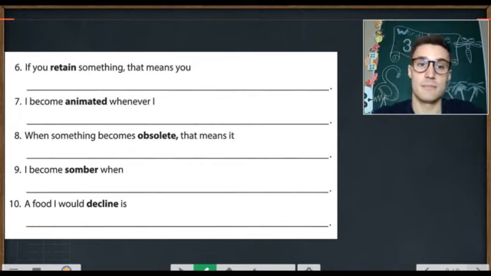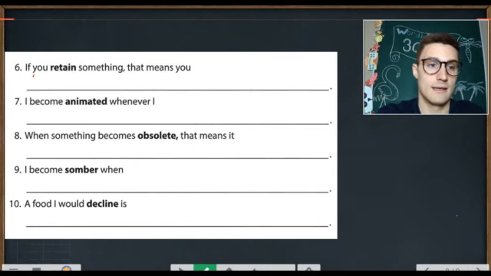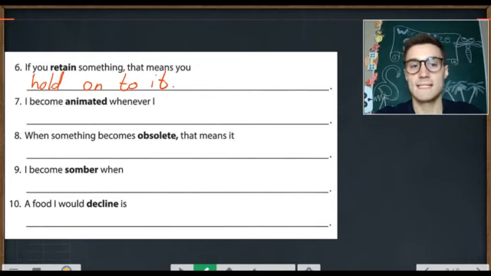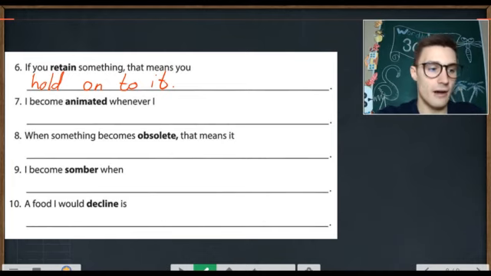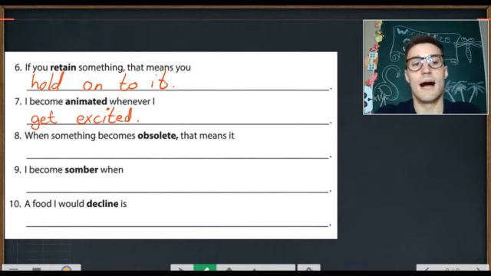Number 6. If you retain something, that means you hold on to it or keep it in your possession. Number 7. I become animated whenever I get excited.